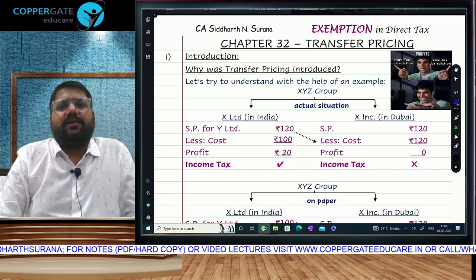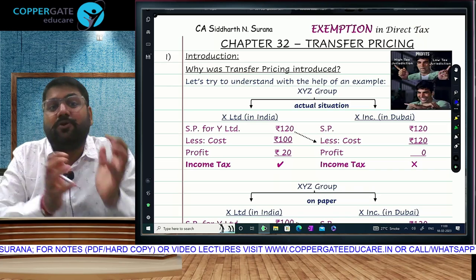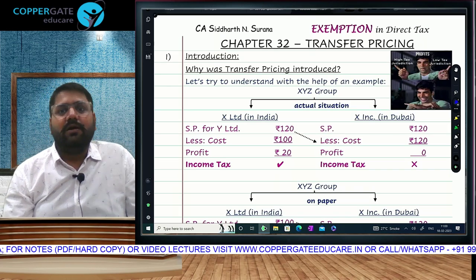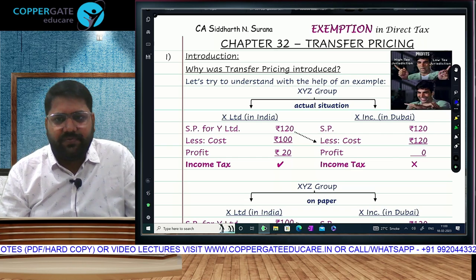Let's continue the next chapter in our CA Final syllabus, the last chapter of volume 2 of the CA Final book, that is chapter number 32, transfer pricing.